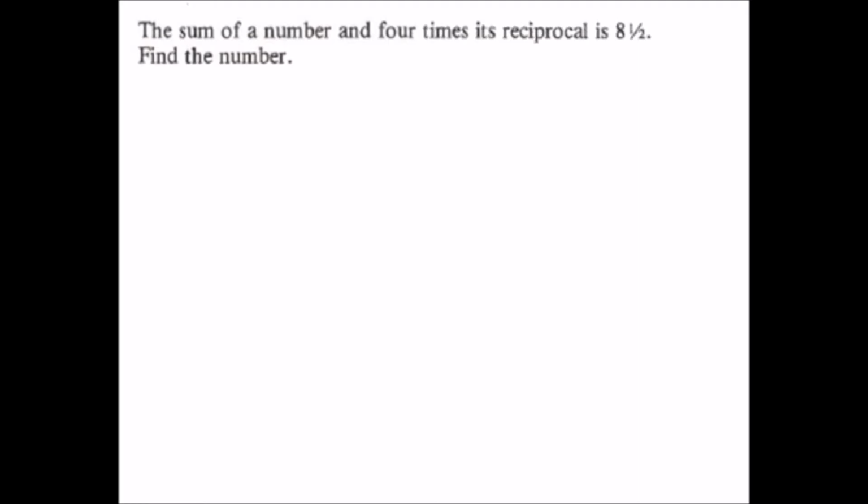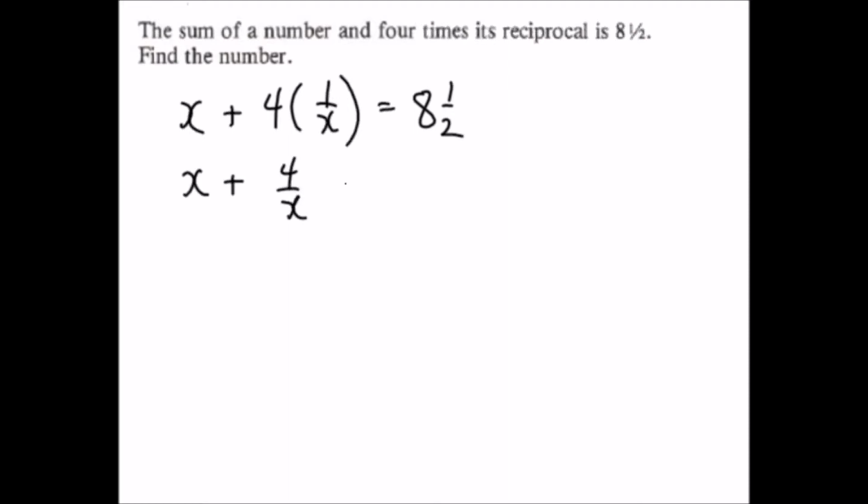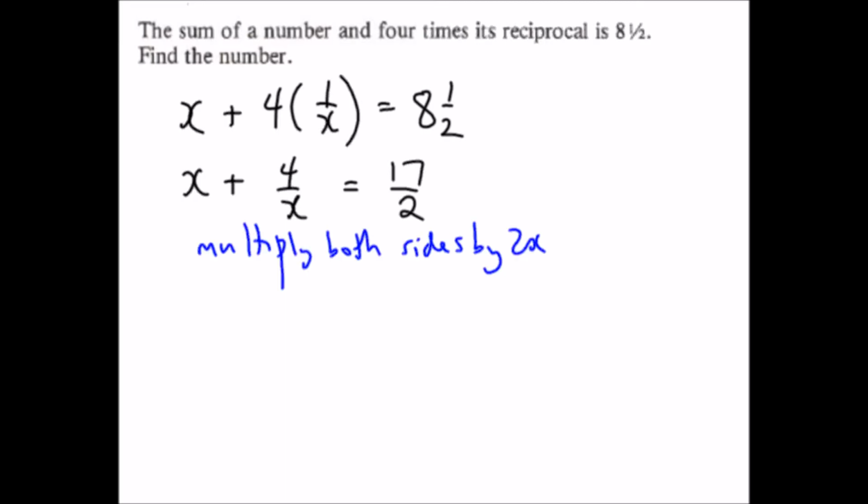Alright, this problem here, we've got the sum of a number and 4 times its reciprocal. So if the first number is x, the next number would be 4 times by 1 on x, and that is equal to 8 and a half. We can simplify that equation there, make that 4 on x, make that 17 on 2. Now we can simplify that equation by multiplying both sides by 2x. So we end up with 2x squared plus 8 is equal to 17x. Now make one side 0 there, and we get that there.